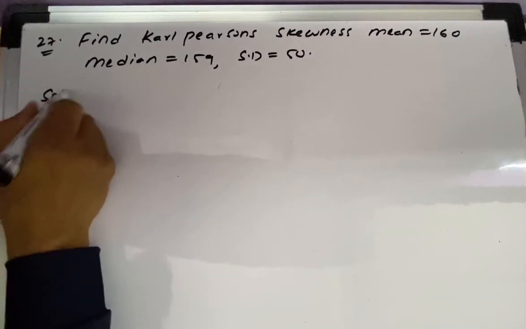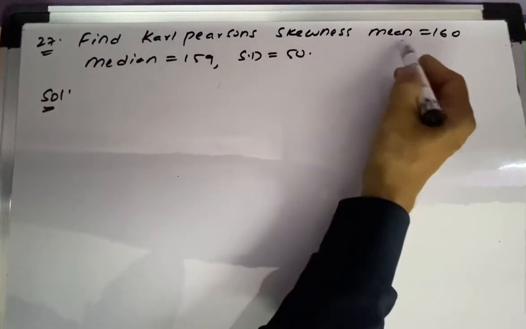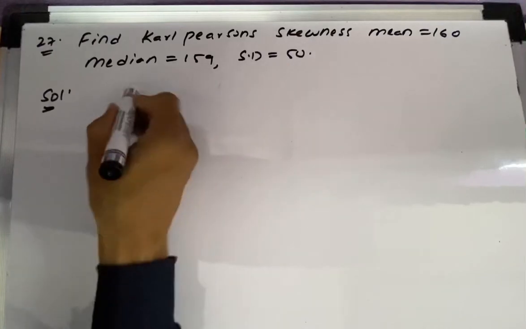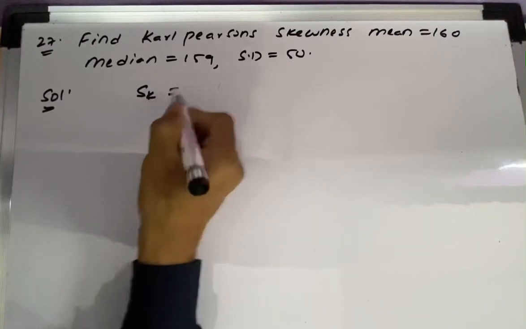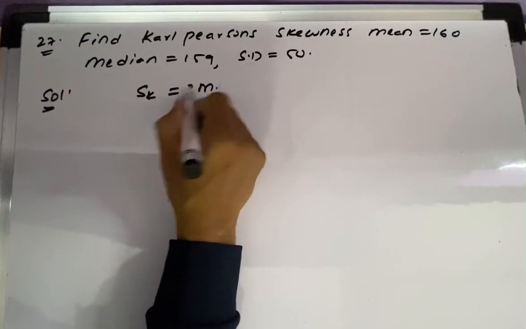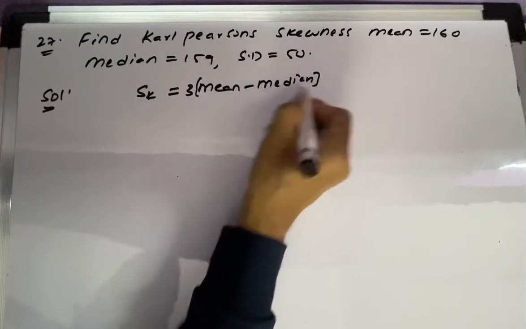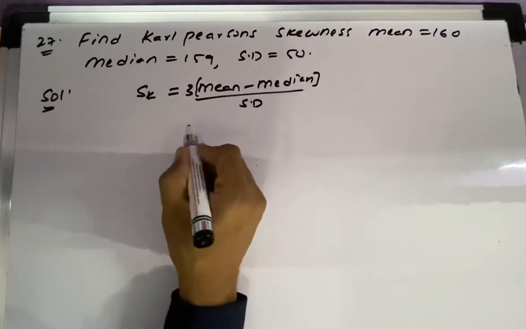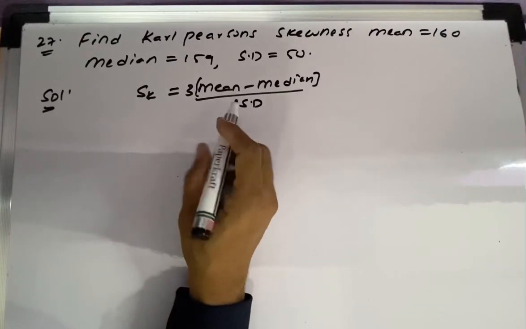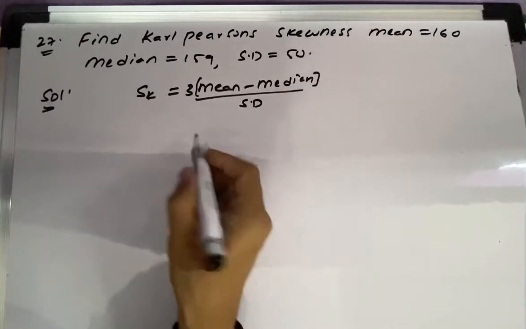Simple question. We need to find Karl-Pearson skewness. Mean, median and standard deviation are given to us. So skewness of Karl-Pearson equals 3 into mean minus median divided by standard deviation. One more formula is there: mean minus mode by standard deviation. When the mode value is given to us, at that time we use the mode formula.